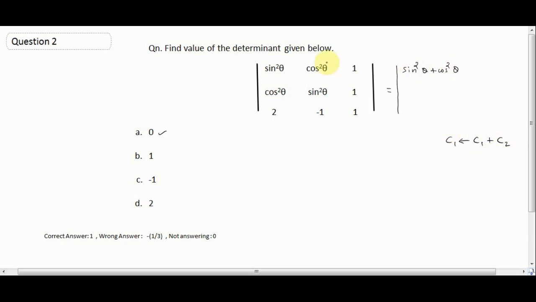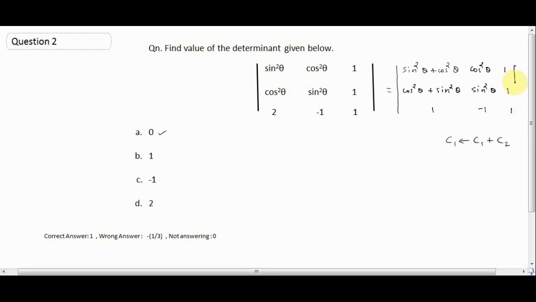Okay, now column number 2 remains the same, cos square theta itself, and column number 3 also remains the same, its value is 1. Now second row, first element will change as cos square theta plus sin square theta. So this will become cos square theta plus sin square theta. Second column remains the same, sin square theta. Third column also remains the same, 1. Now this one, third row, first element will change as 2 plus -1. So that is +1, and this one will be -1 itself, and the last element will be again 1.